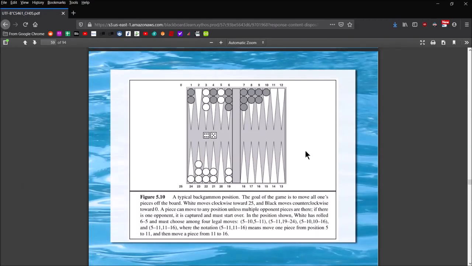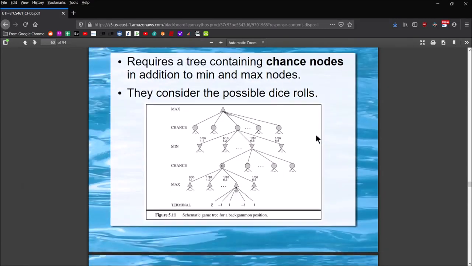So in figure 5.10, this shows a position that has a 6 and a 5 that was rolled. So that's going to correspond to a chance node that spawned min's possibilities, right? And so it just came up 6-5. Since it came up 6-5, then that means that we're going to have some additional chance nodes that are generated as a result of that, and the process repeats for max, right?